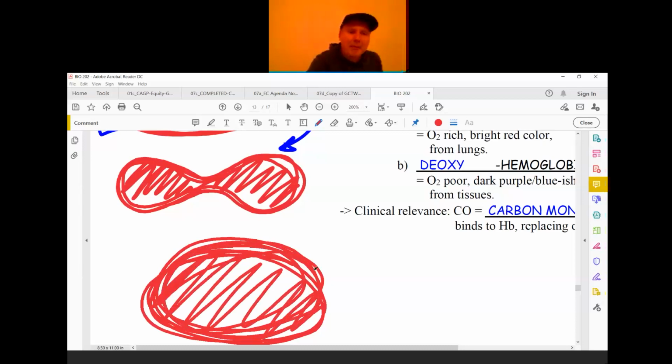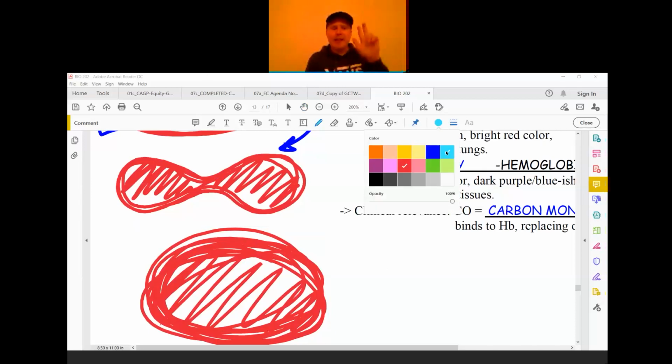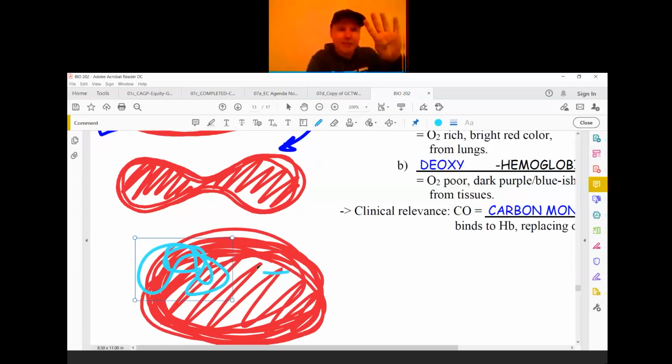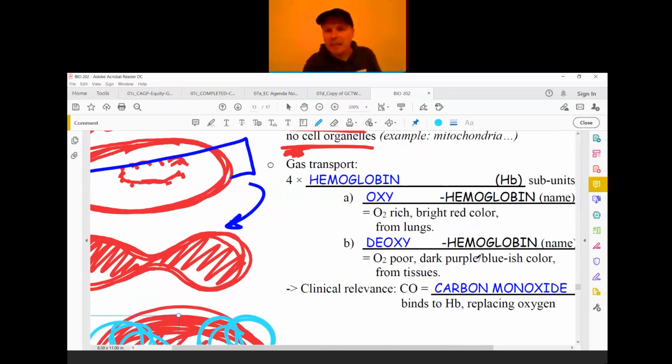And within every red blood cell, one red blood cell can fit four hemoglobin subunits. There's 4 of them located there. And these are often abbreviated as Hb, capital H, lowercase b. So these are hemoglobin that we just drew there. And notice that there's 4 of them.